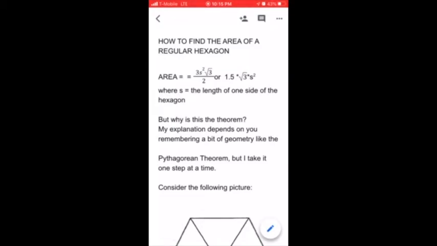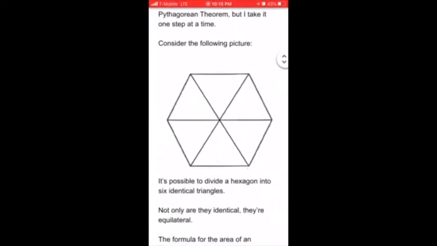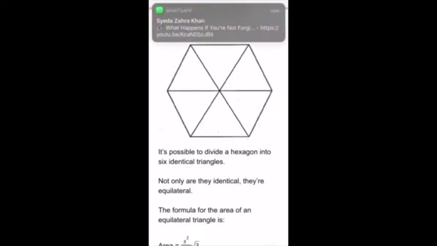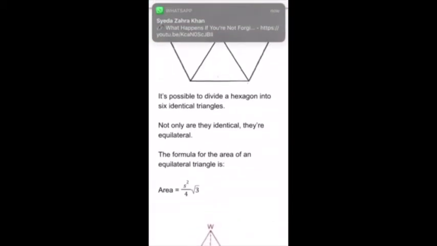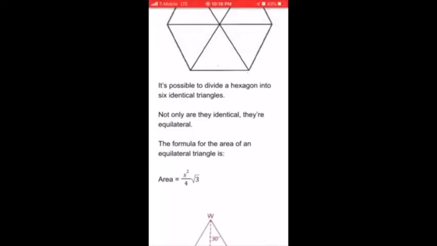It's possible to divide a hexagon into 6 identical triangles. Not only are they identical, they're equilateral. The formula for the area of an equilateral triangle is s squared over 4 times the square root of 3. And I have a handy little diagram of equilateral triangle WXY.